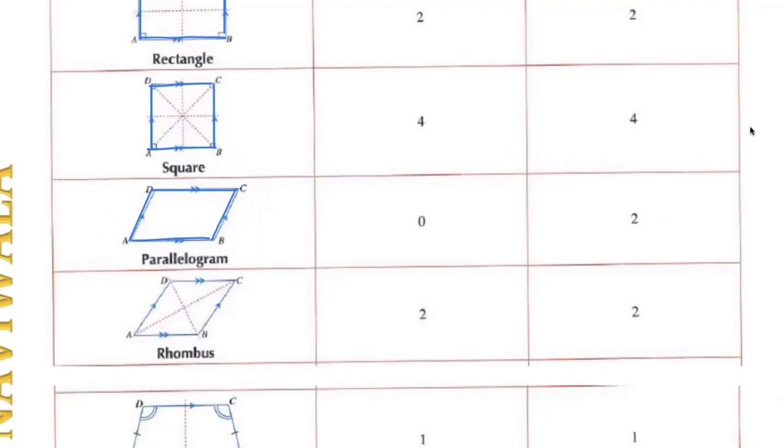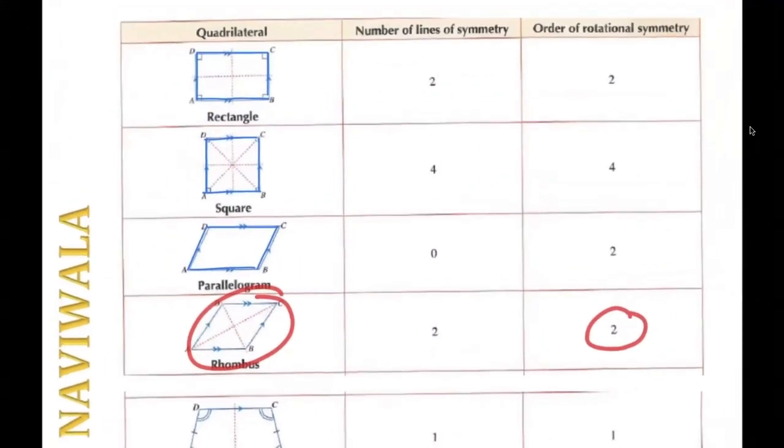Now the rhombus has all sides equal. But is a rhombus a regular polygon? No, because all the angles in a rhombus are not equal. So that's why it doesn't have 4 lines of symmetry. You can see it has only the diagonal lines acting as lines of symmetry. So there are only 2 lines of symmetry. And again, this shape has an order of rotational symmetry of 2.